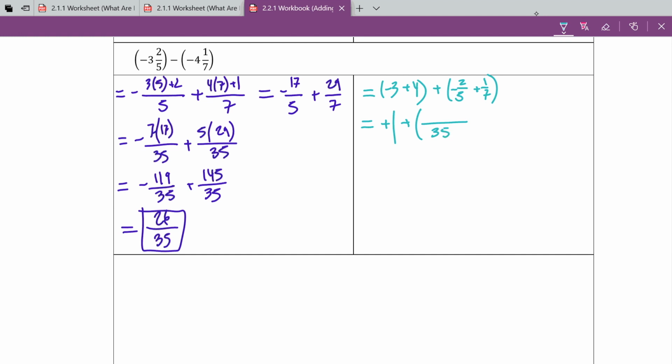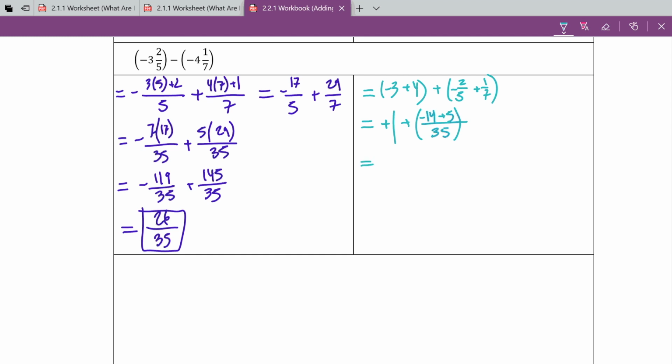So we're going to put 35 pretty confidently in the denominator. To get 5 to equal 35, we multiplied it by 7. So 2 times 7 will be -14. And we multiplied 7 by 5 to bump it up to a fraction out of 35. So 1 times 5 is simply 5, like that.